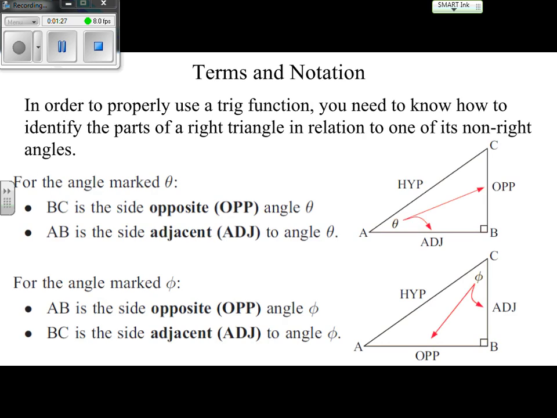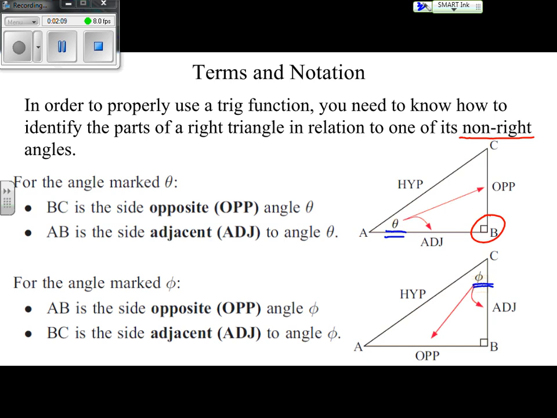So in order to use or set up trig functions, we first have to understand how the parts of a right triangle work in relation to one of its non-right angles. And what do I mean by non-right angle? Well, a right angle, obviously, is the 90-degree angle of a right triangle. So every right triangle also has two non-right angles. And here we have one that's labeled with the Greek symbol theta, and it's one of the non-right angles. And then in the second example, we have the Greek symbol phi, again representing one of the non-right angles.